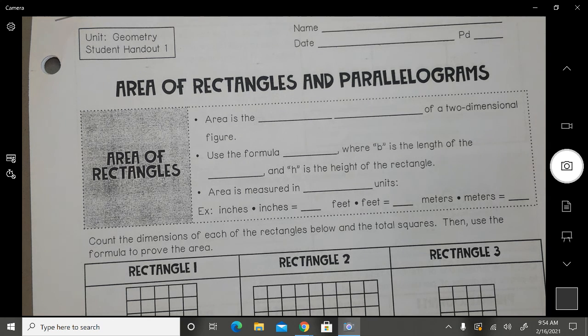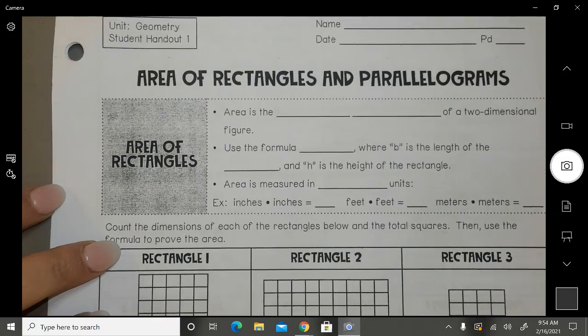How many of you have ever heard of a parallelogram? Everybody, right? It's fun to say parallelogram, right? What is a parallelogram? It's a shape where the opposite sides never touch. So we're going to find the area of both of these.